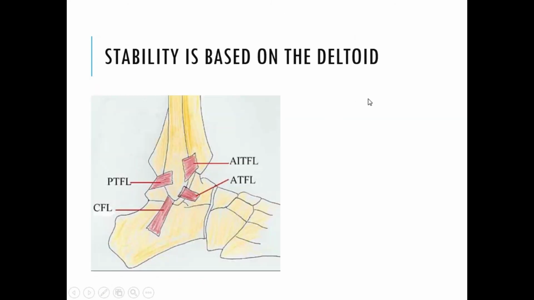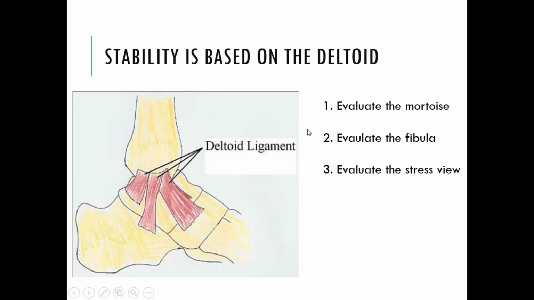So again, remember your 3 points. The deltoid accounts for all the stability in the ankle, and then first you have to evaluate the ankle mortise radiologically, then evaluate the fibula to determine your Weber classification, and then evaluate your stress views, going back to step 1, doing all those key steps again to determine whether or not the ankle is stable.